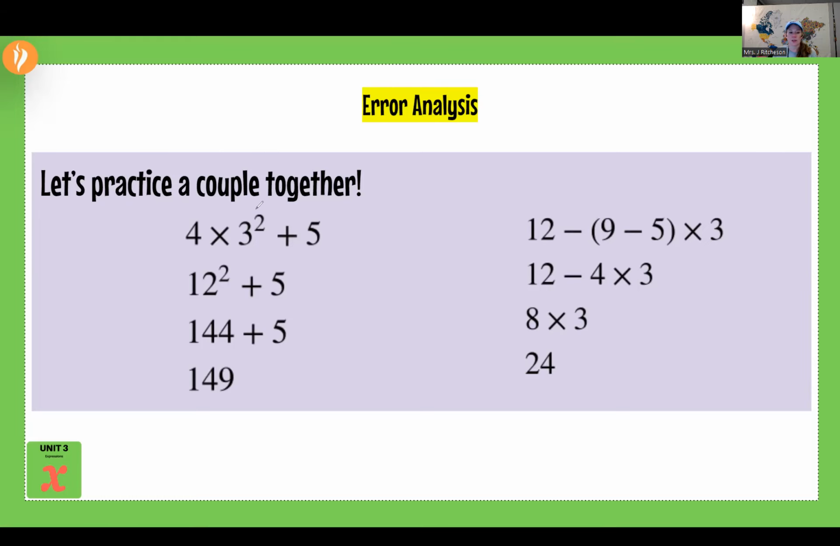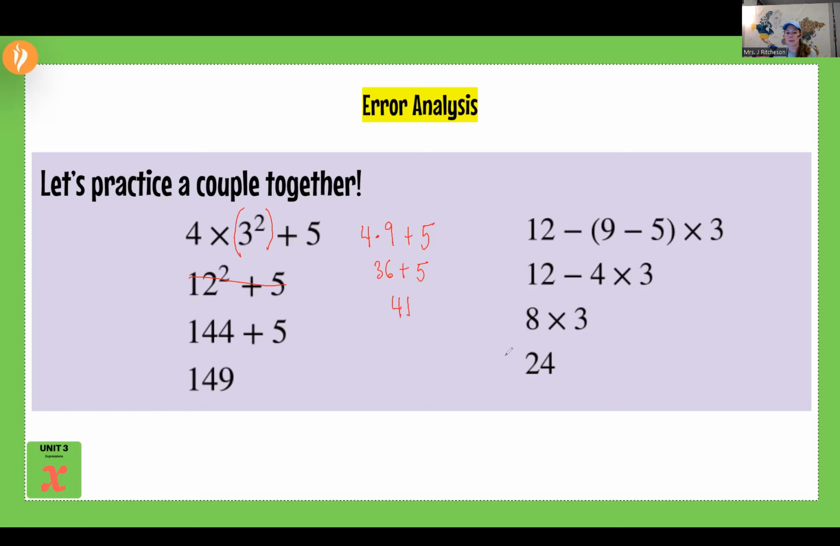All right, so on this first one, they multiplied before they did exponents. You're not allowed to do that. You must do exponents first. So the second line should be 4 times 3 squared. 3 times 3 is 9 plus 5. That should be the second line, not this. Then they should have multiplied. And the final answer should be 41.